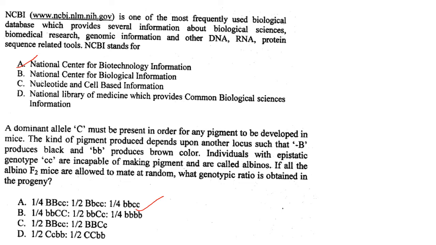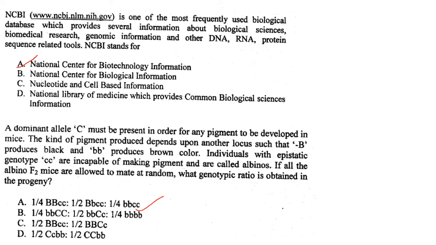Now, option B cannot be considered as an answer, because it has capital C, and here 1/4 or four genotypes are with BB only. That cannot be possible. So option B is not correct.